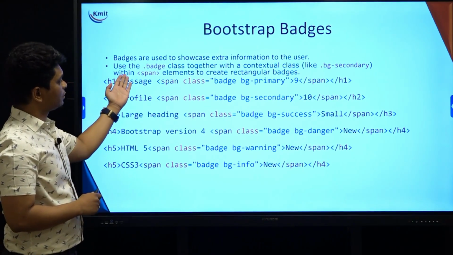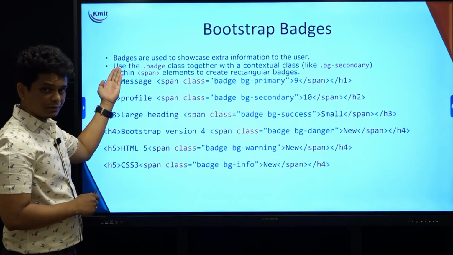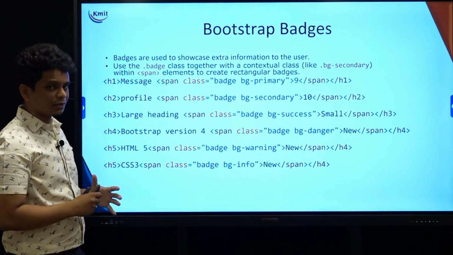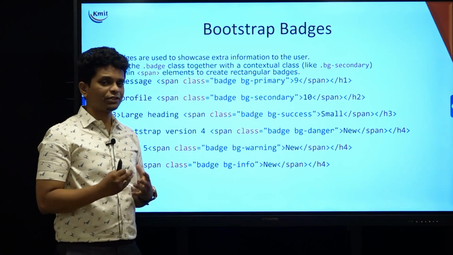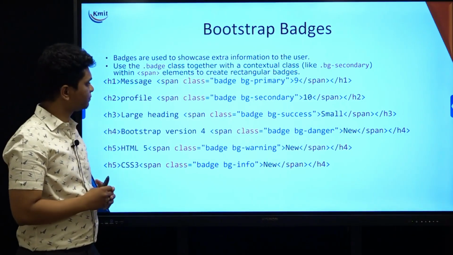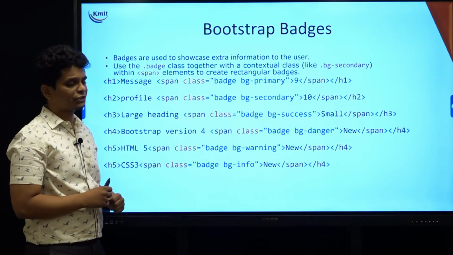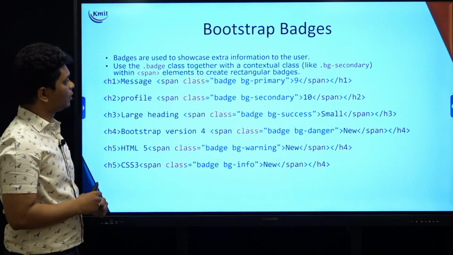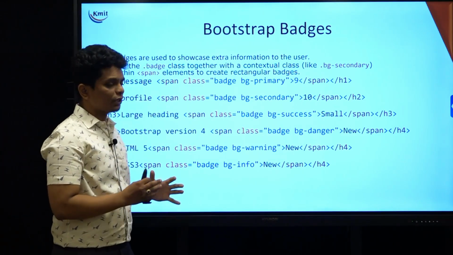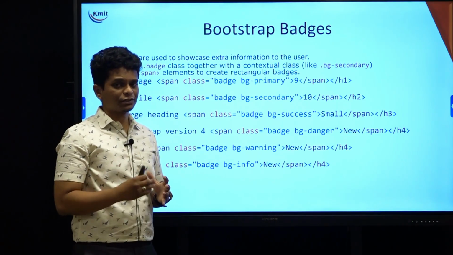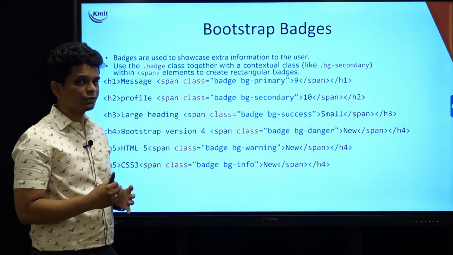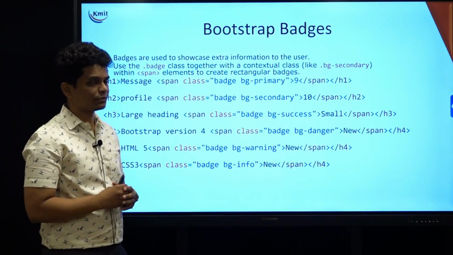So like the first point says, badges are used to showcase basic extra information. So we have a class called the .badge class, and the .badge class together with other contextual text and contextual colors, we can use them to display the extra information.